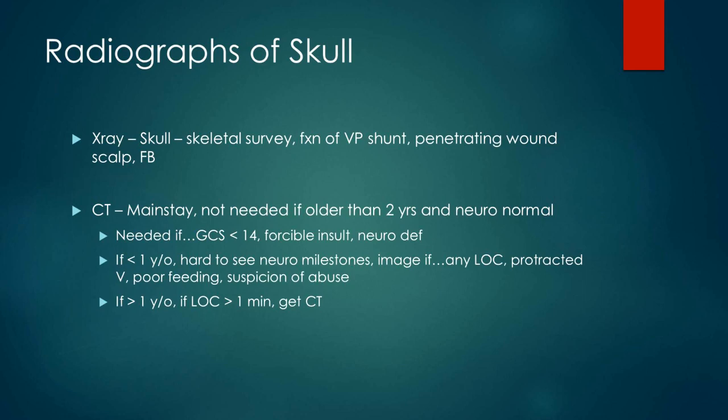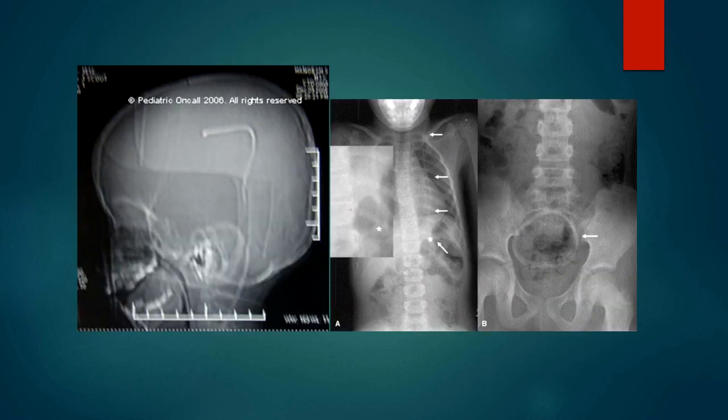If they're older than 2 years old and they have a normal neurological exam and no significant red flag symptoms and they're PECARN negative, may not necessarily need to have any imaging. However, if there's any of those forcible insult, neurodeficits, GCS less than 14, they're not PECARN negative, you need to have that conversation or do imaging. If less than one, hard to see some neuro milestones, image for any high risk or high concerning symptoms: loss of consciousness, protracted vomiting, poor feeding, suspicion of abuse. Those would be reasons to do your imaging studies.